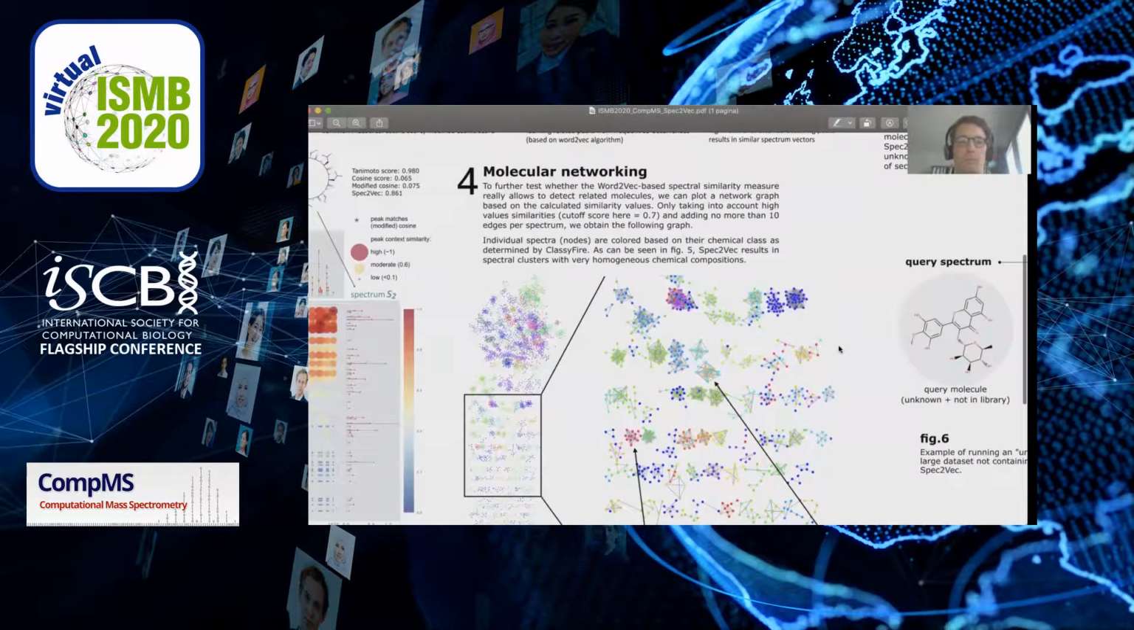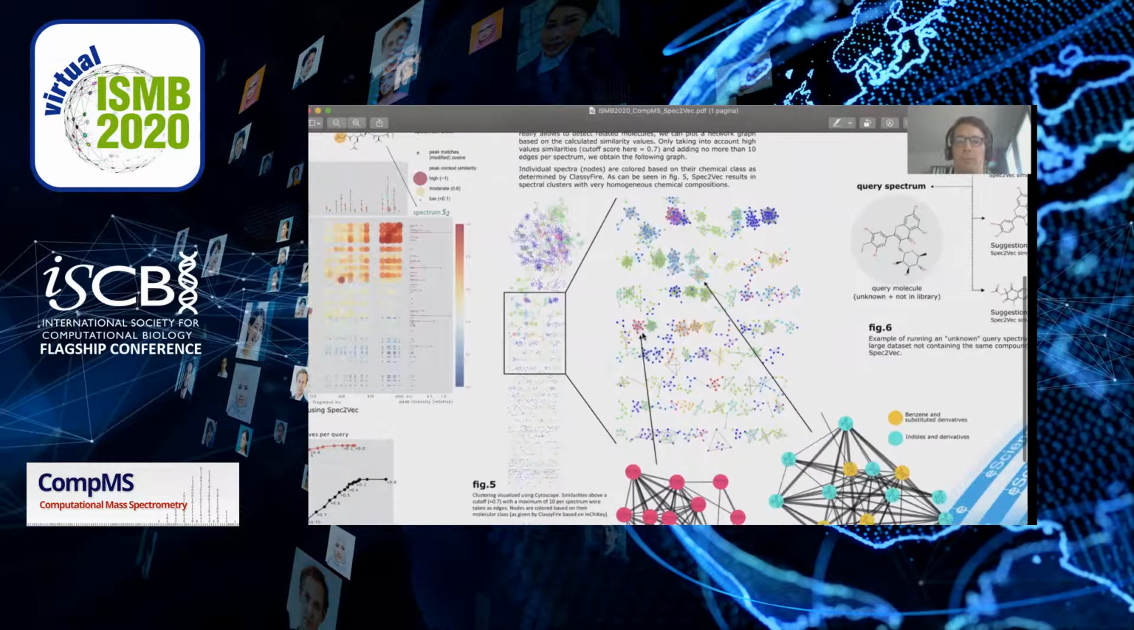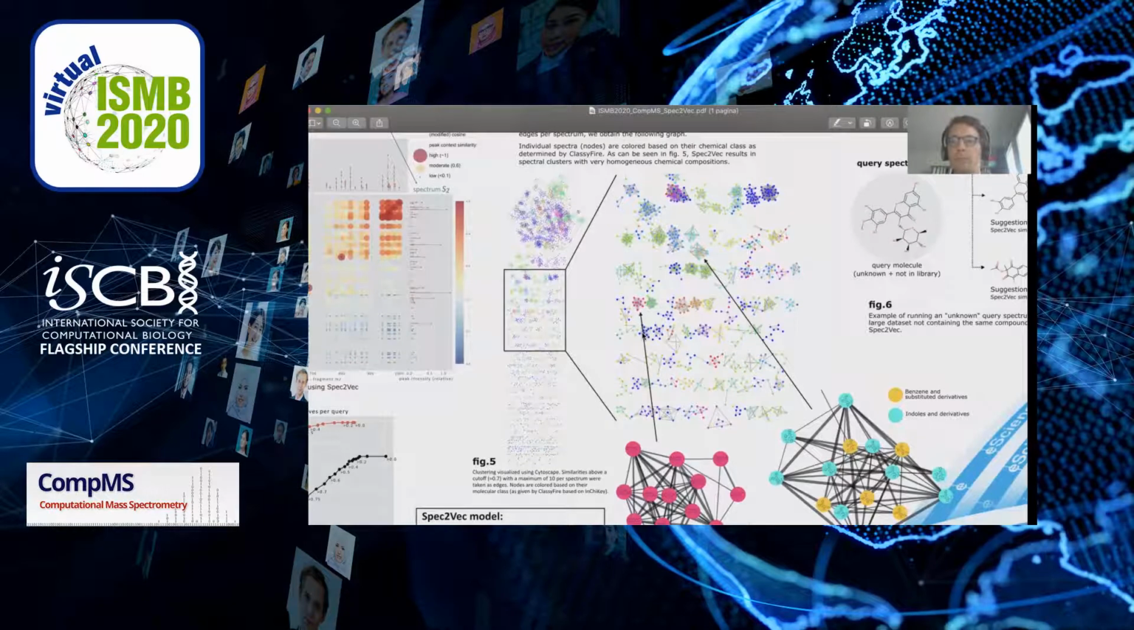Of course, this is not the only thing we can do. We can also do molecular networking. As you can see here, we've created a large molecular network based on the Spec2Vec scores. We also colored all the metabolites in there based on the chemical class as defined by a classifier. This is from a large set of nearly 13,000 unique molecules. Because we have the structures for all of them, we were able to plot these chemistries. The bottom line here is that these families created based on Spec2Vec are quite uniform in chemical class.